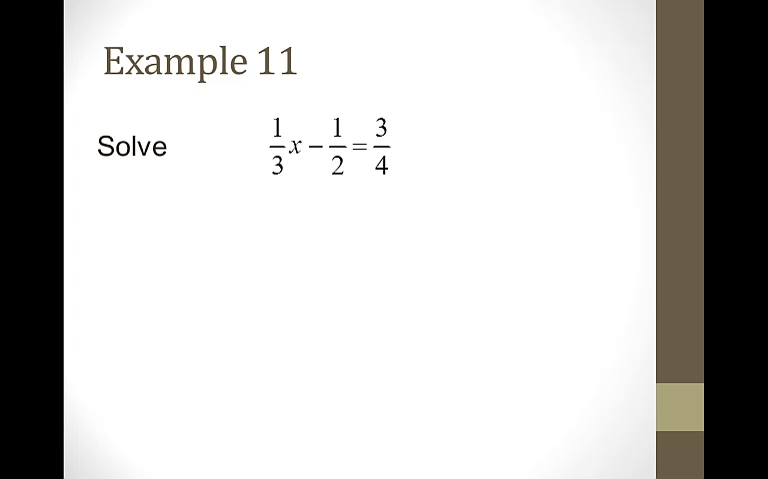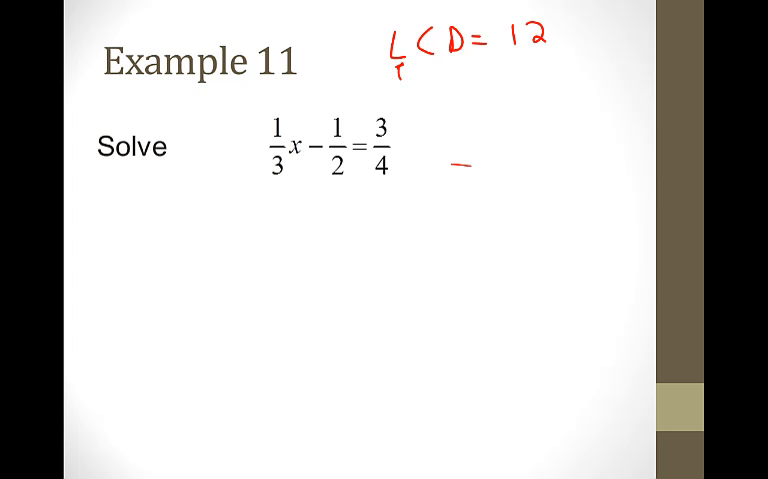Example 11, solve 1/3 x minus 1/2 equals 3/4. Again, another one where you have to find the LCD and clear fractions. You don't have to. You could add 1/2, multiply by 3, and get it. Not that big a deal. But when these equations get a little bit longer with more fractional terms, it's easier to find the LCD. So the LCD here is going to be 12.